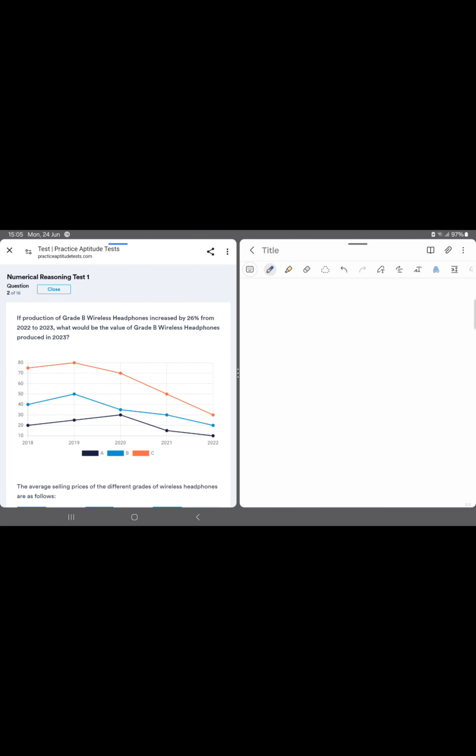The second question says, if production of grade B wireless headphones increased by 26% from 2022 to 2023, we can write that to 2023. We've got an increase of 26%. What would be the value of grade B wireless headphones produced in 2023? Looking at 2022, B is the blue line. In 2022, the production for B was at 20.